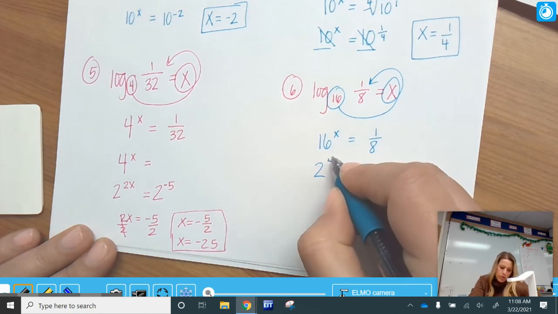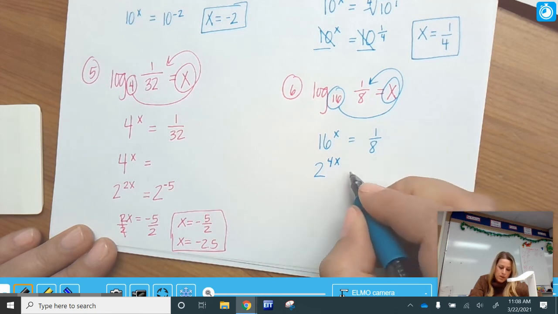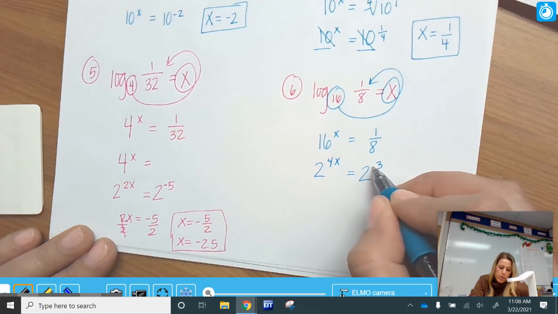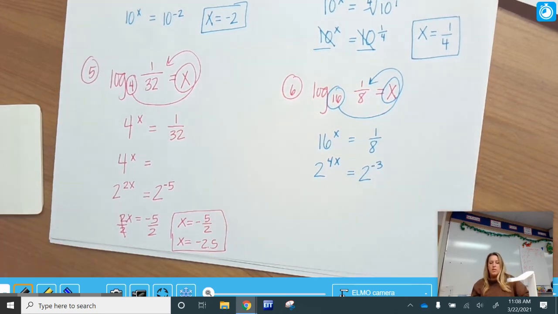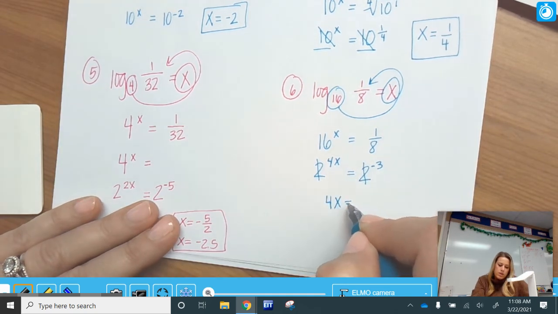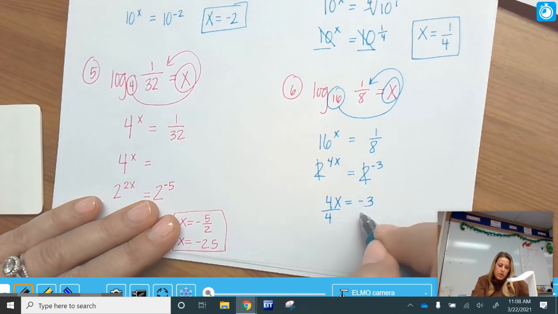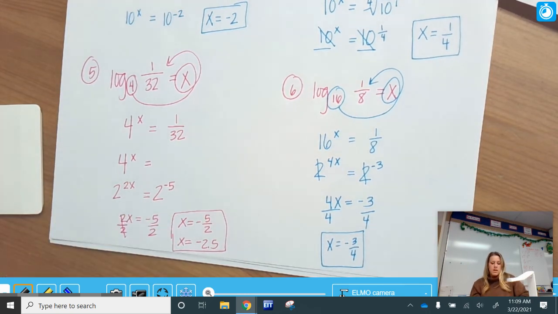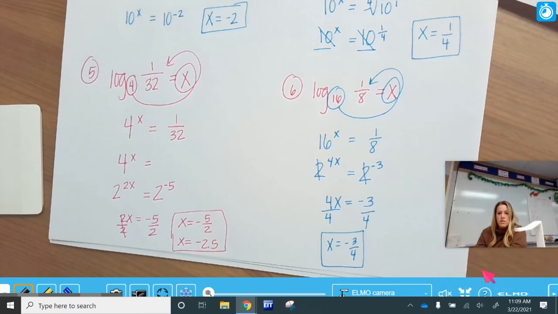I'm getting 2 to the 4th power is 16. Leave my x there. This is 2 to the 3rd power. But because it's a fraction, it's got to be negative. So now I'm setting them equal to each other, dividing by 4, so I get x equals negative 3/4. There we go. So that is using the common base rule to be able to evaluate specific logs. Do the best as you can and come with some questions to class.